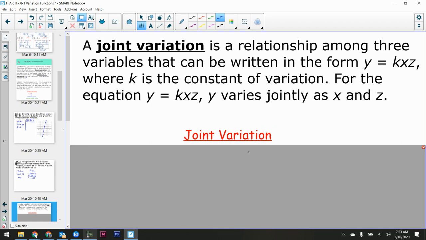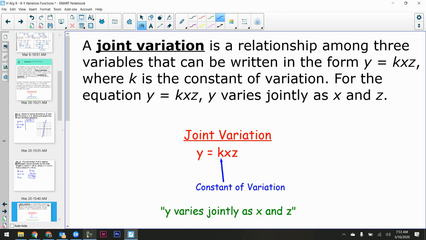Y equals kxz. That is saying y is varying jointly with x and z. We still have a constant of variation. So the key phrase is y varying jointly with x and z. Another way to say this is y varying directly together with x and z. You know, y varies directly as x and y varies directly as z. If I say two things are varying directly to the same thing, then you can say they're varying jointly together. Y varies jointly as x and z.